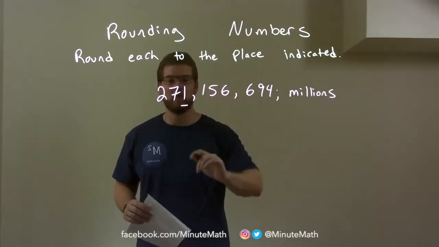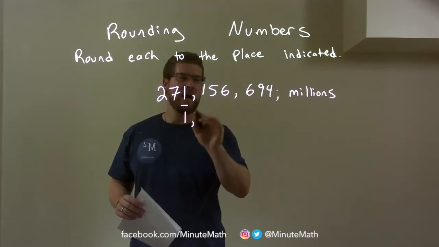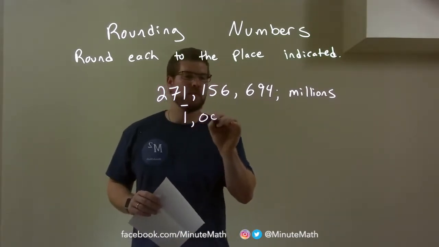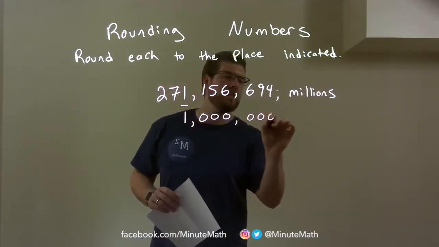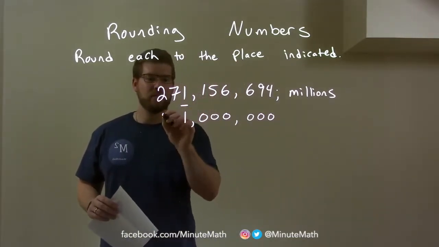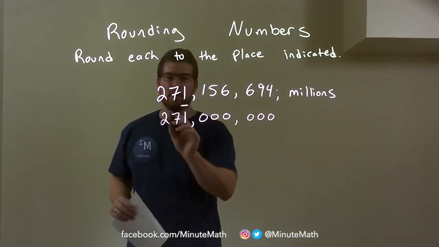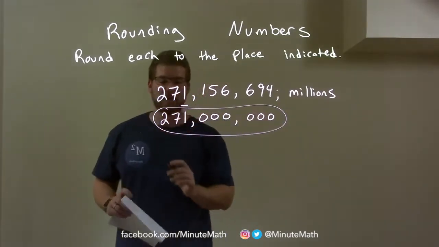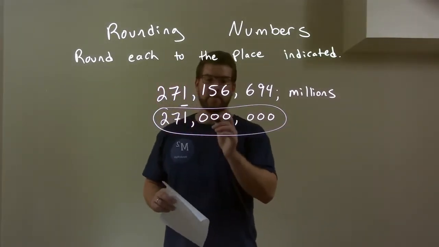It's between 0 and 4. So we keep a 1 here. Everything else to the right becomes 0, so 0, 0, 0, 0, 0, 0. And I bring down to the left the 2 and the 7. Okay? So we have our final answer here, rounded, of 271 million, and that's it.